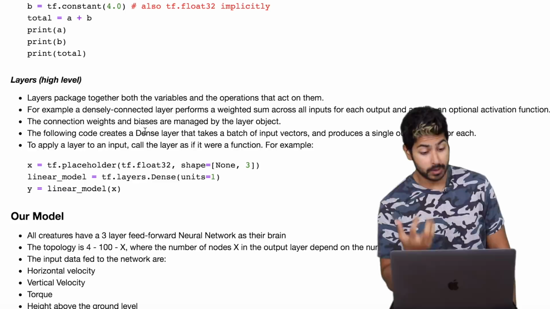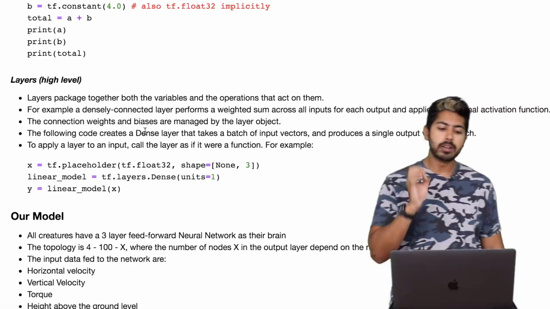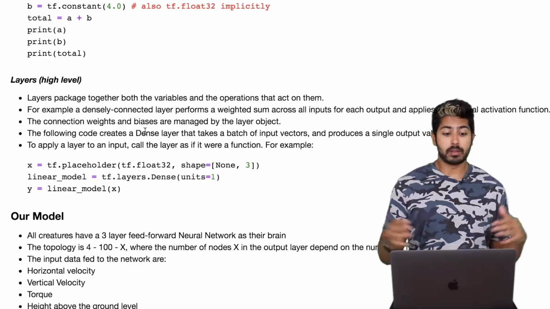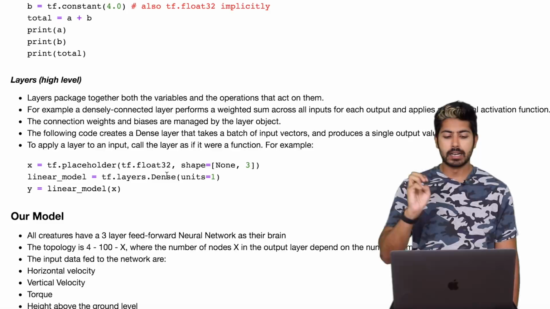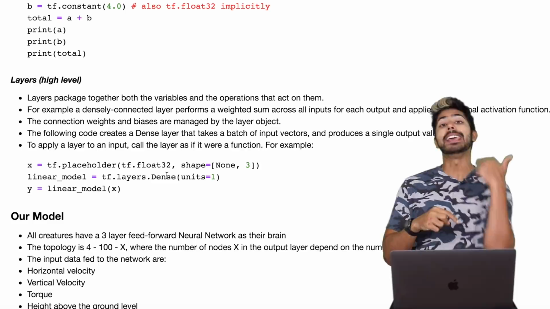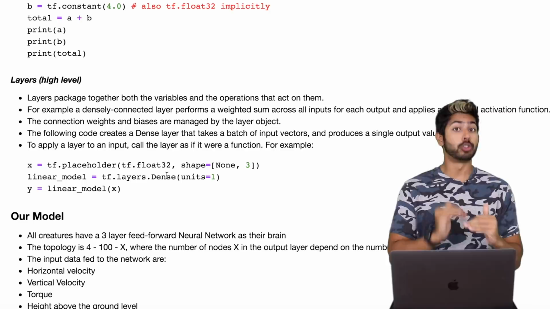build. However, when it comes to more complex neural networks with many more layers and different strategies like attention, momentum, etc., then we want to use the high-level API, which is the layers API. The layers API packages together both the variables and the operations that act on them into a single function. One example would be this: the layers.dense line of code performs a weighted sum across all inputs for each output and applies an optional activation function. So it's combining both the variable and the operation into a single line, which doesn't seem like that big a deal, but when you're creating a big neural network, it saves a lot of time.